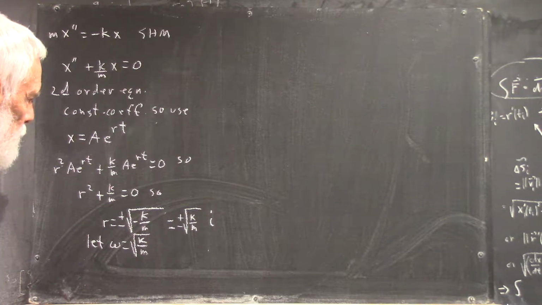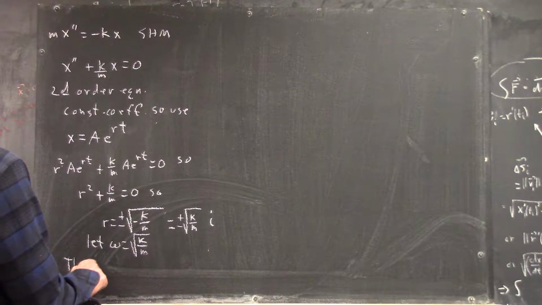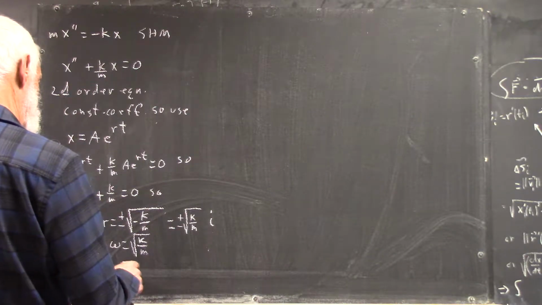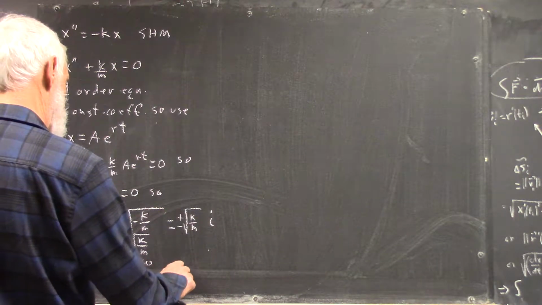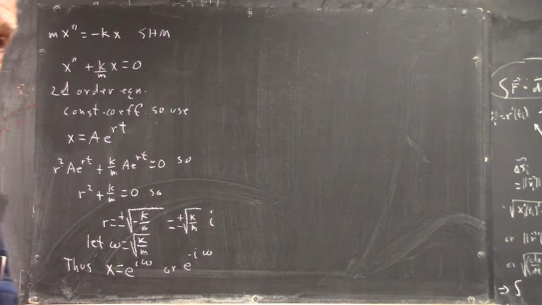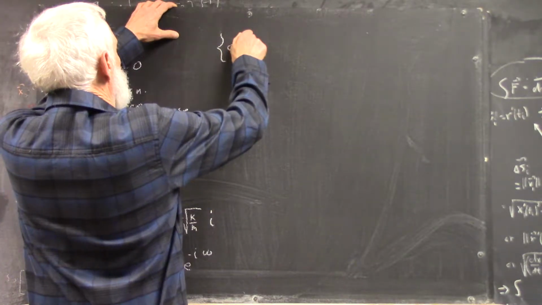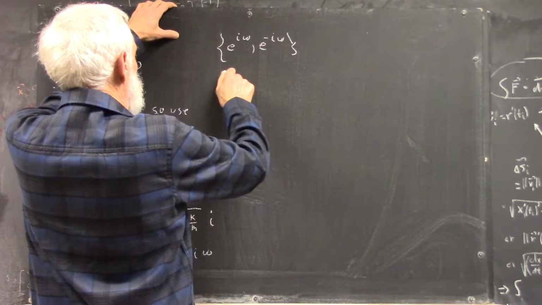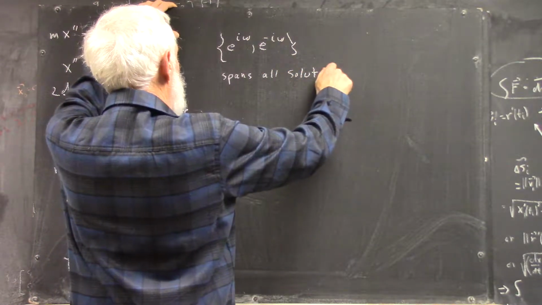Okay. So we let omega equal the square root of k over m, right? So x equals e to the i omega t or e to the negative i omega t, right? So that the set spans all solutions.